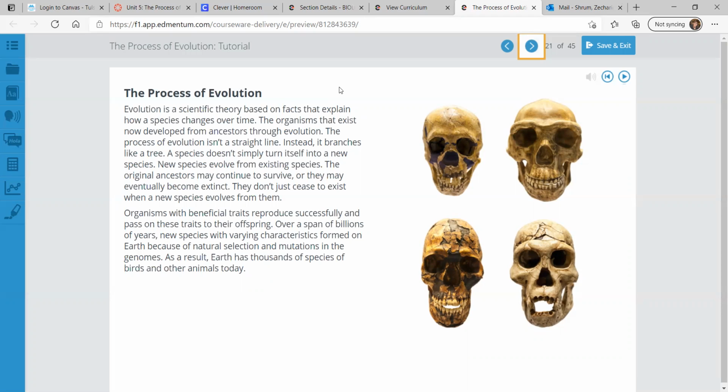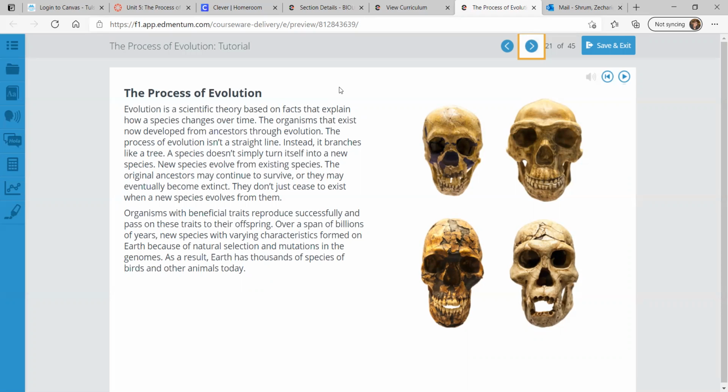The process of evolution is not a straight line. Instead, it branches like a tree. A species doesn't simply turn itself into a new species. New species evolve from existing species. And the original ancestors may continue to survive and exist alongside them, or they may eventually become extinct. They don't just cease to exist when a new species evolves from them.